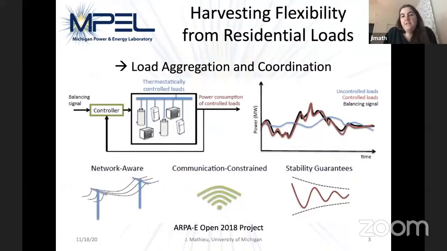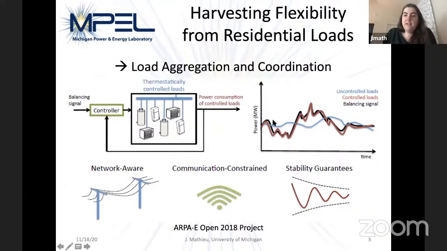When I say harvesting flexibility from electric loads, I just wanted to paint the picture of what I mean here. A lot of my work has focused on aggregating loads and coordinating them to provide services. This is a figure from an ARPA-E project that we have going right now. This is basically a control diagram. We take a bunch of loads, and specifically I look a lot at thermostatically controlled loads like air conditioners, water heaters and refrigerators. We want to control them such that their aggregate power consumption tracks the balancing signal in the grid.